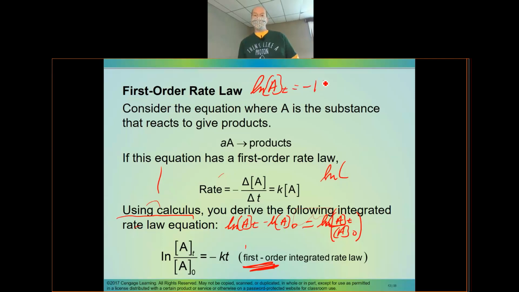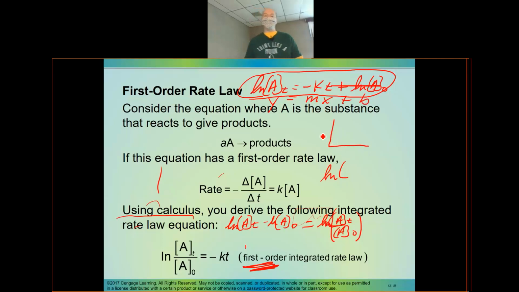And that is equal to negative kt plus the ln of A initial. All right, so this is in the form y is equal to mx plus b. So when you are going to graph your first order rate law, you're going to graph on the y-axis the ln of A at time t, and you're going to graph time on the x-axis, and you're going to have a negative slope.